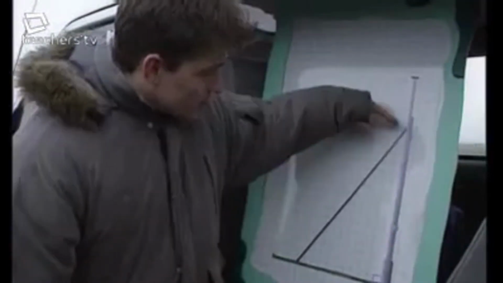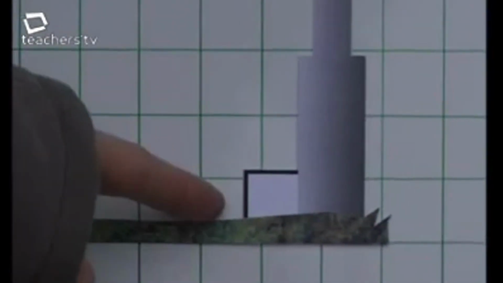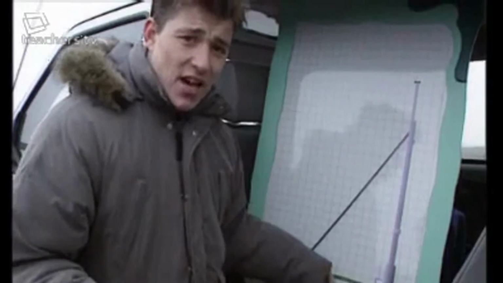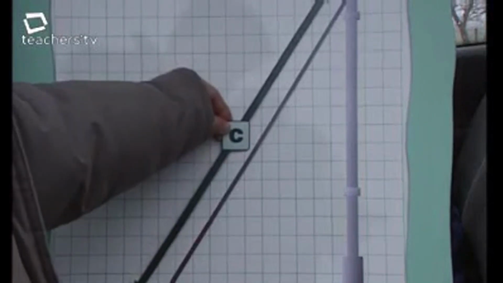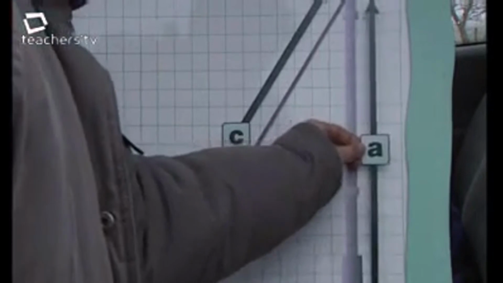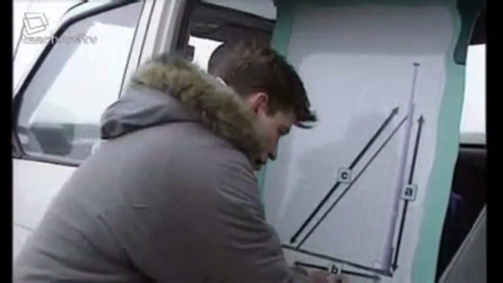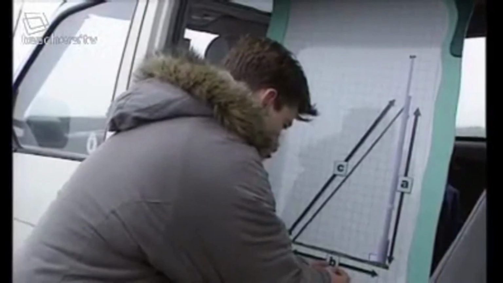Well, if you can see through all the snow, you'll notice that the guy ropes, the mast and the ground all form a right-angled triangle. Now, we know the guy rope is the longest side, so that's going to be the hypotenuse, so we'll label that C. The height of the mast we'll call A. And the length from the mast to the anchor point we'll label B.